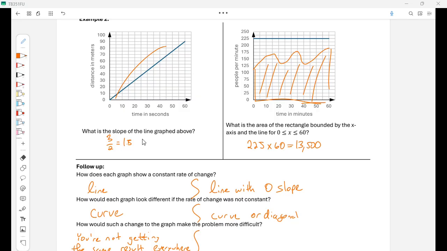But yeah, so that's the main two things that base everything we do throughout the year. These two issues that we have: finding a slope when we have something that isn't consistent, and finding an area of some sort of shape that isn't just a regular geometric shape. We don't have an area formula, so that's what we have here.